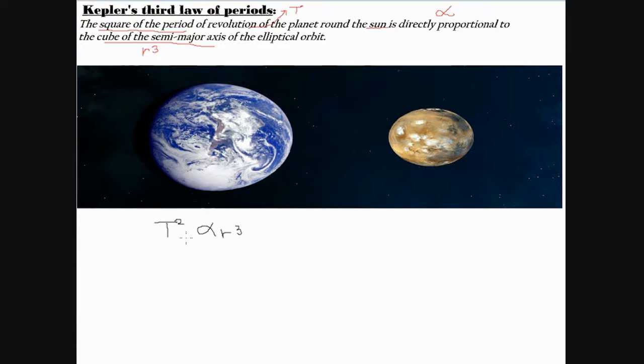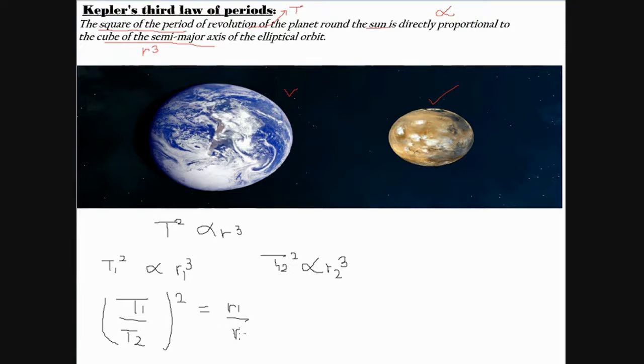But what if there are two planets, as it is given here? Then we have T1 square directly proportional to r1 cube, and for planet 2, T2 square is directly proportional to r2 cube. If we divide both of them, we get T1 upon T2 the whole square is directly proportional to r1 upon r2 the whole cube.